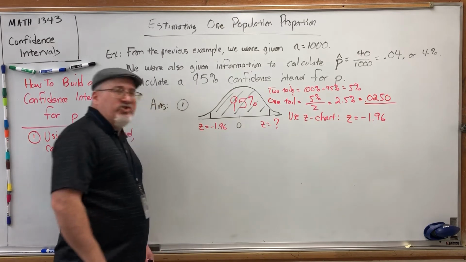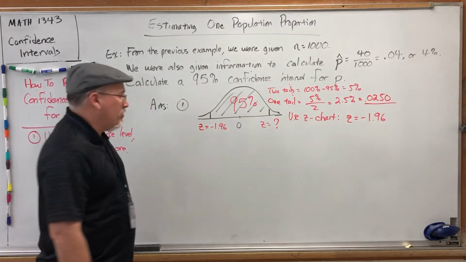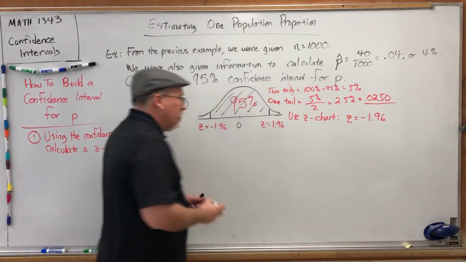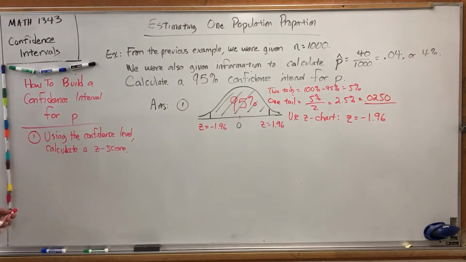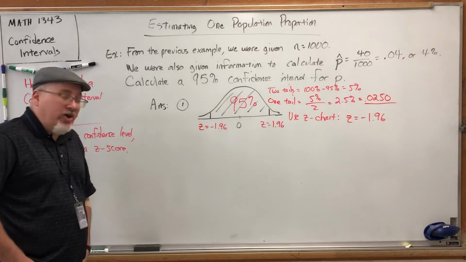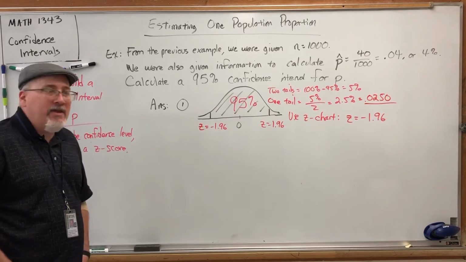So guess what the other z is? Based on symmetry, it's 1.96. So there's actually two z-scores. So which one do we need? Actually, it doesn't matter. You can use one or you can use the other. I usually just write down the positive one.